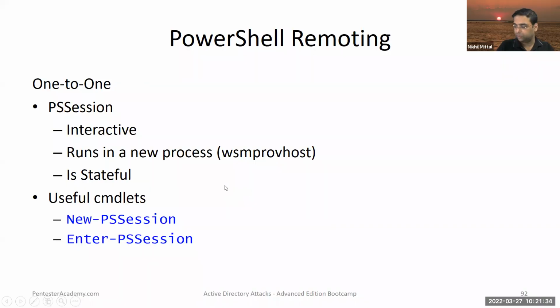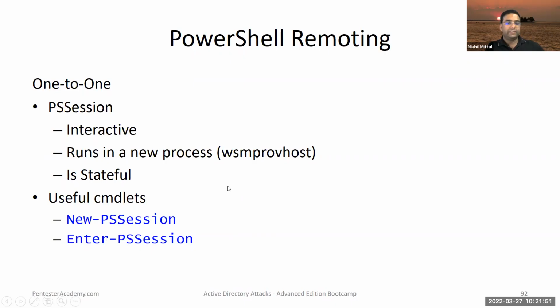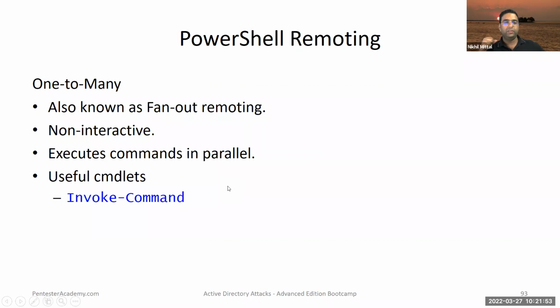Now, this is sweet, but not very useful. I mean, in all cases. Why? Let's say you have to run a command or a script on 10,000 machines or 50,000 machines in a single go. Now, this obviously does not scale. So what scales is one-to-many remoting, also known as fan-out remoting, that is non-interactive, and it runs commands in parallel on all the machines. The commandlet that is used for one-to-many PowerShell remoting is Invoke-Command.